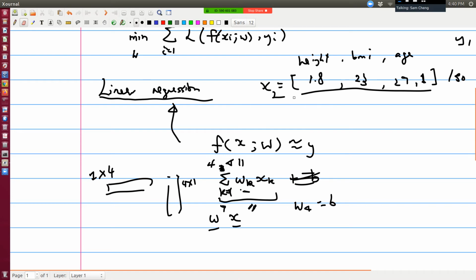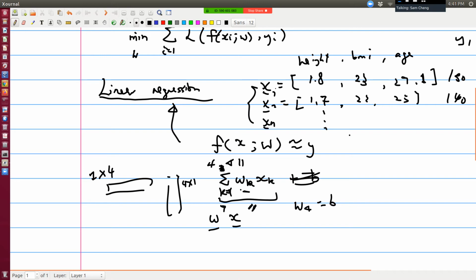Like x2 and y2. This is x1. Maybe x2 has 1.7, 22, and maybe 25, and then 140 pounds. I made up these numbers, apparently. So I have many of these. This is my x1, x2, x3, also y1, y2, and so on. Maybe I have n of them, up to xn. These are all vectors now, up to n here.